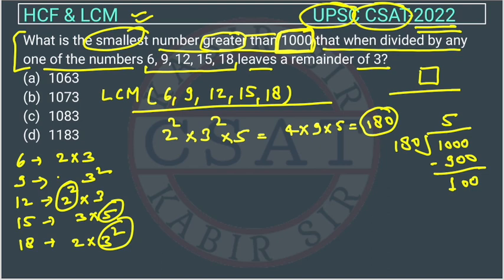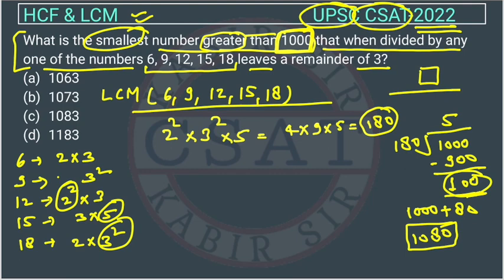So the number would be 1000 plus how much is needed to divide this number? 80. There is a deficiency of 80. That's why we are not able to divide it further, right? So the number would be 1080. So 1080 is a number near 1000 which is exactly divisible by these numbers.